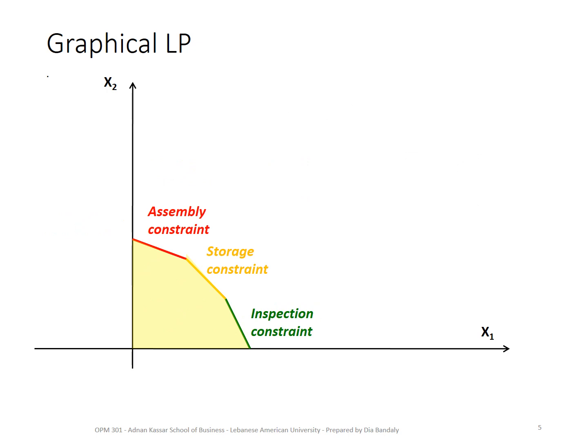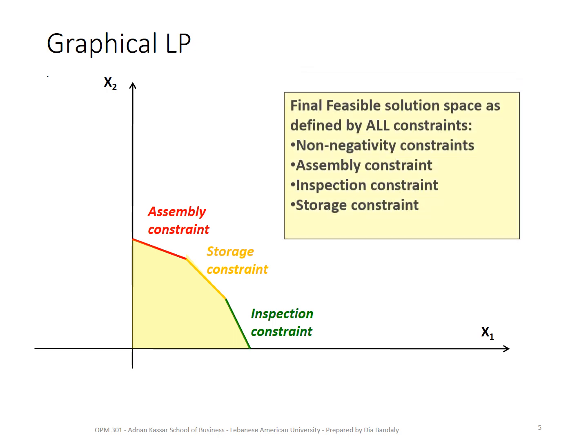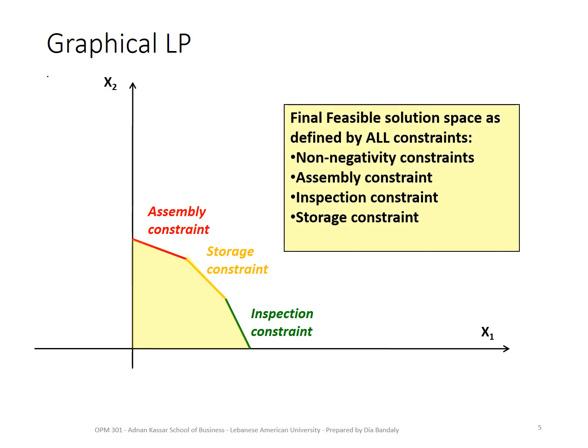Okay, so again, this is a much cleaner illustration of our final feasible solution space. Here we go. This is the final feasible solution space because we don't have any more constraints to add. It meets all the requirements.